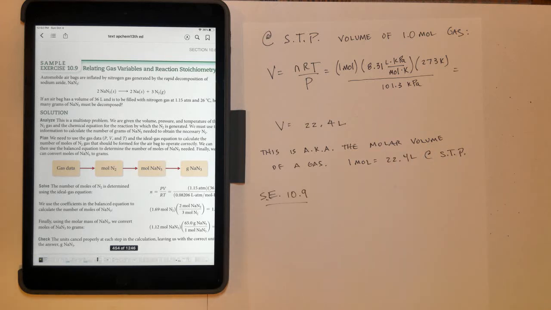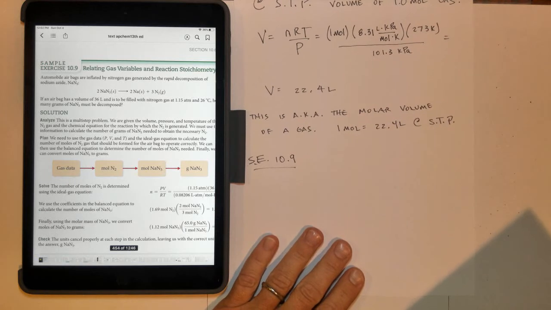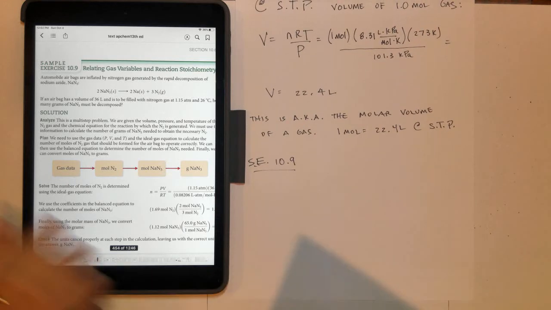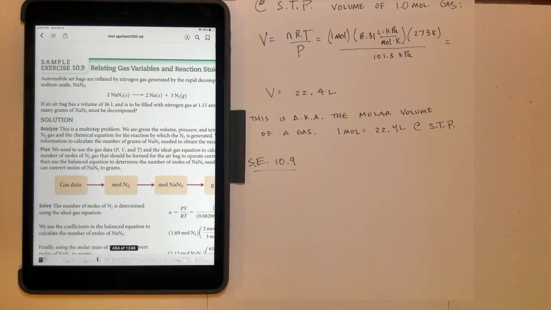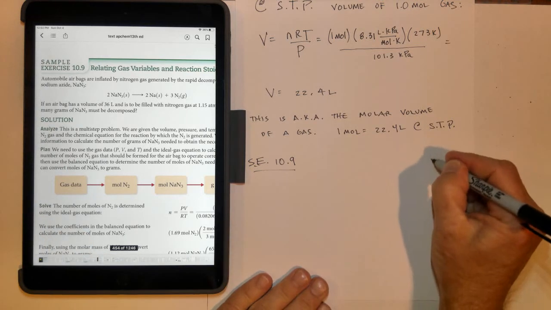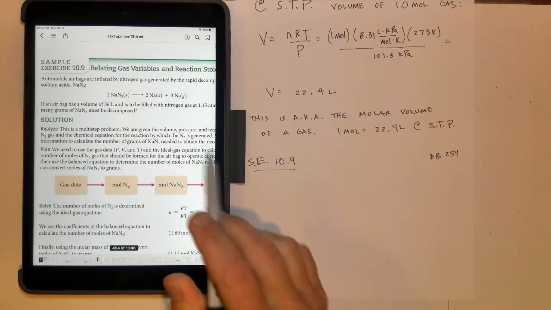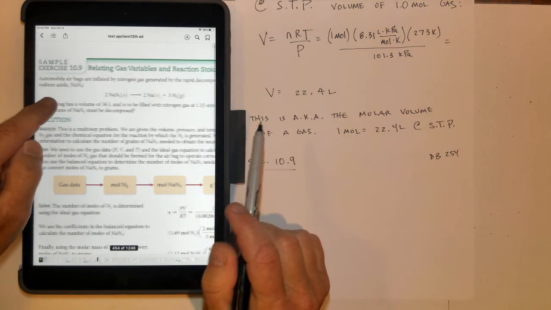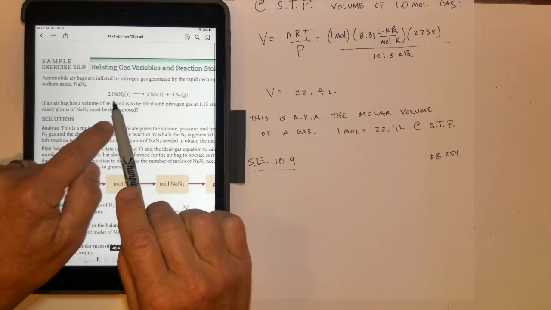All right, let's use these ideas, PV equals nRT, these stoichiometry ideas right here to do one sample exercise. We're going to do sample exercise 10.9. It's up here in the textbook. It's on digital book, page 254. I'll write that down here, digital book, page 254. And then let's read the problem. Automobile airbags are inflated by nitrogen gas generated by the rapid decomposition of sodium azide.